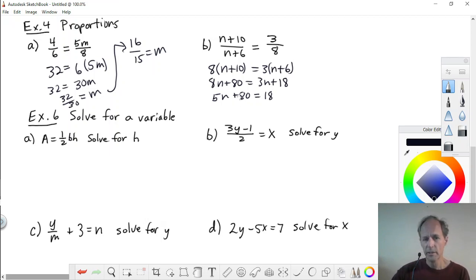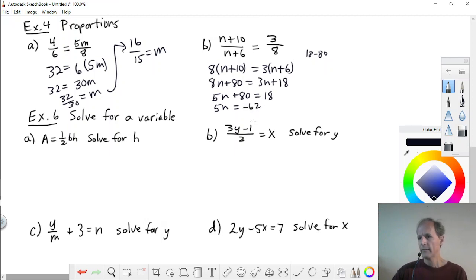Minus 80. We'll just do the subtraction on the left. The 80 goes away, of course, because it's 80 minus 80. On the right, it's 18 minus 80. Well, when we say we're doing it in our head, maybe we're not going to quite do it in our head. We're going to write that down just so we don't get confused. 18 minus 80. Okay, 20 minus 80 would be negative 60. So this is negative 62.